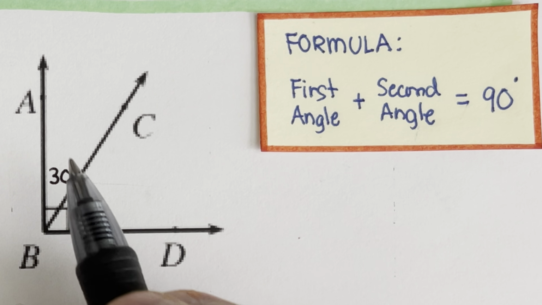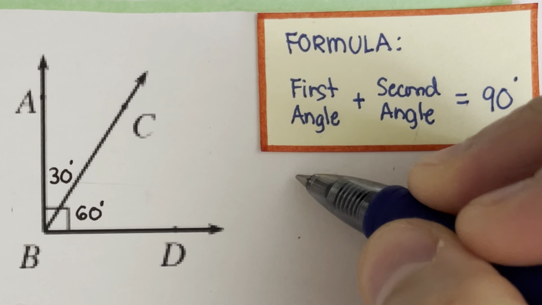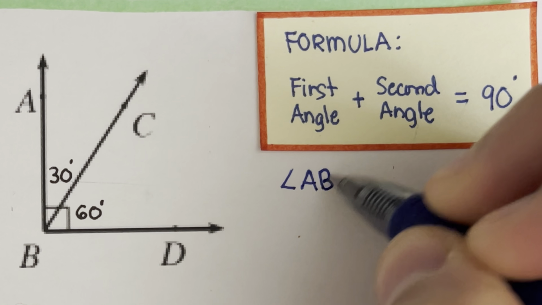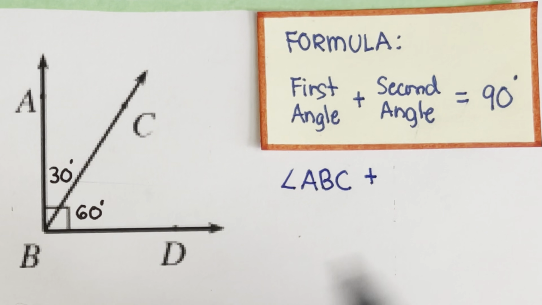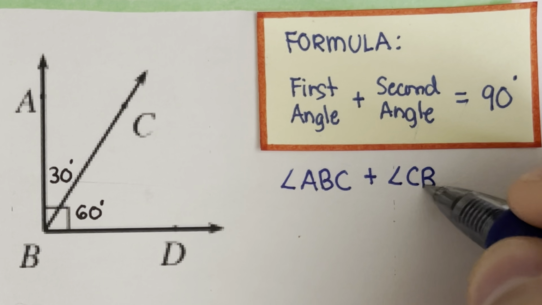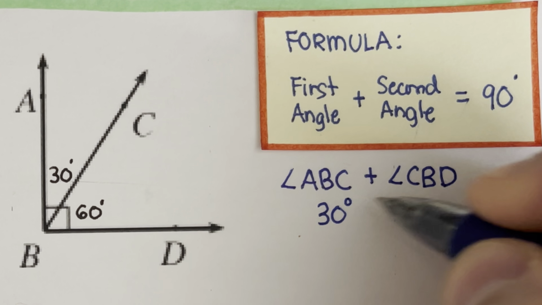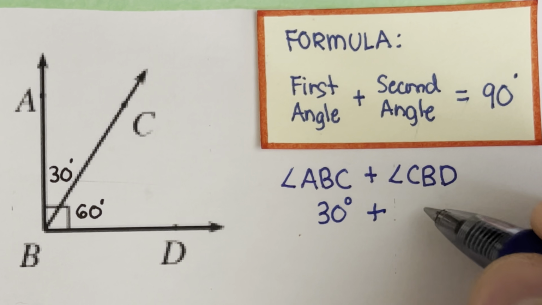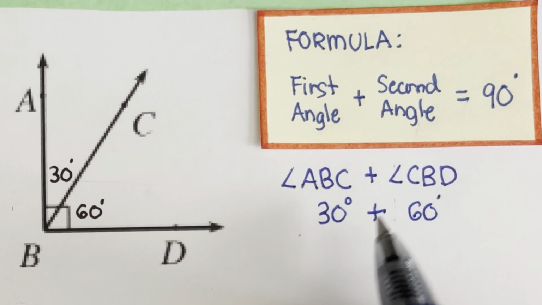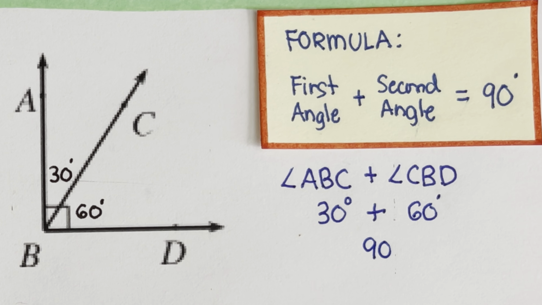The first angle that we have here is angle ABC, which is 30. So I can write angle ABC, that is the first angle, plus the second angle is CBD. So that is angle CBD. Let's see if their sum is 90. Angle ABC is 30 degrees, so I'm going to write 30 degrees right here, plus CBD is 60 degrees. And if we add 30 plus 60 is 90. So we can say that this is an example of a complementary angle.